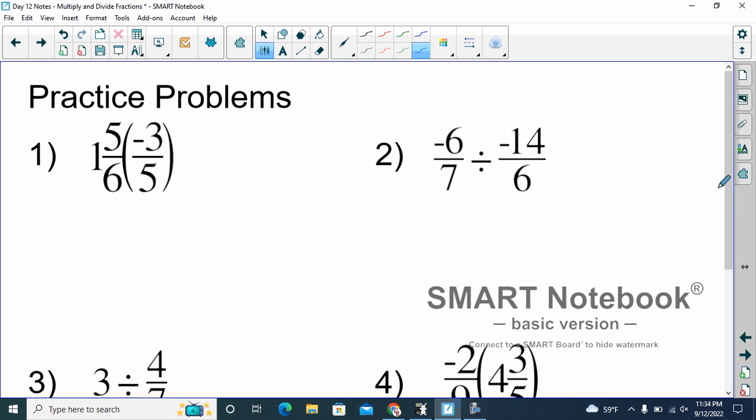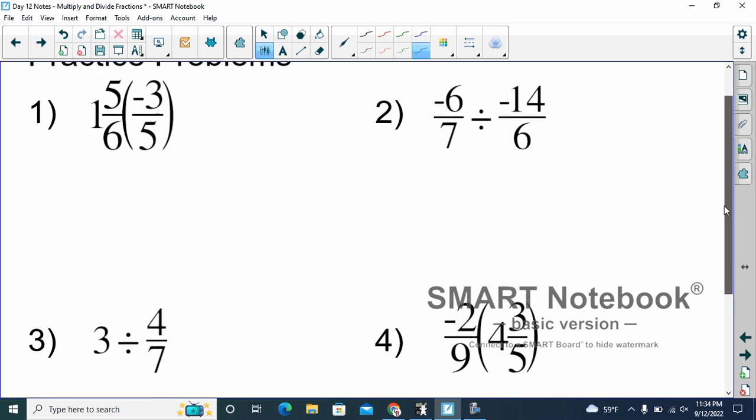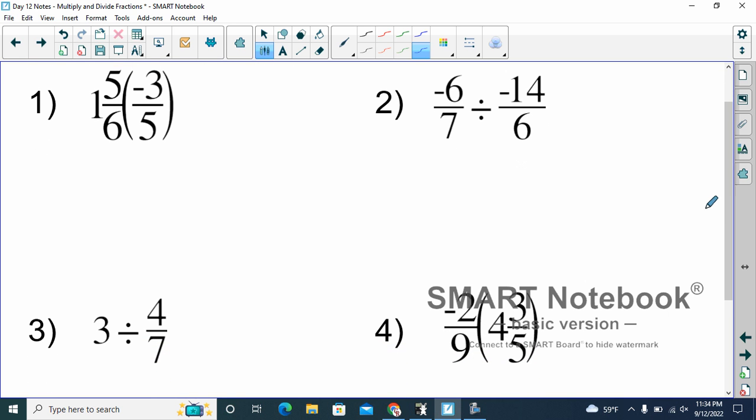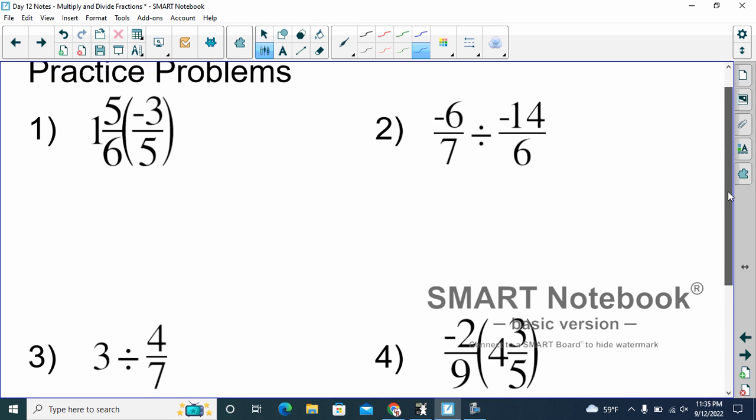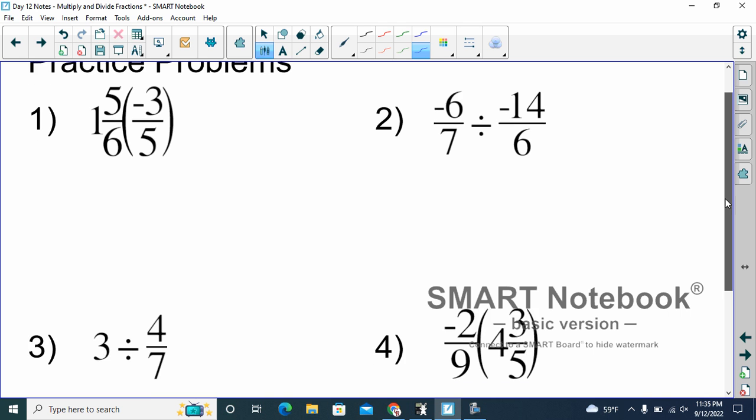I want you to try this set of problems. There are 4 of them up there. As always, you can pause the video, and then once everybody's ready, we can play and see the solutions.